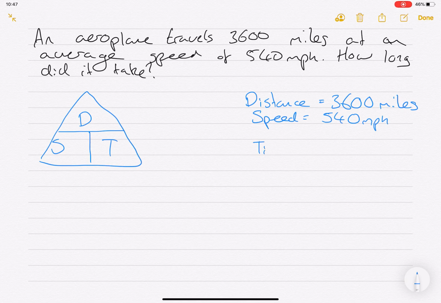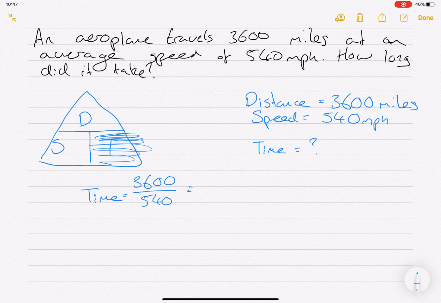And therefore we're looking for time. Oh, great. So we cover up time, and then that leaves us with distance over speed. So therefore time is going to be equal to distance, which is 3,600, divided by speed, which is 540. Well, if I type that into my calculator, we get 6.66 recurring. Or we could say 6 2/3.